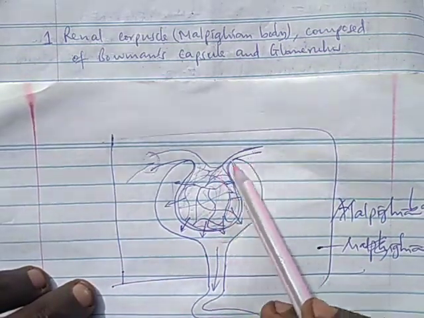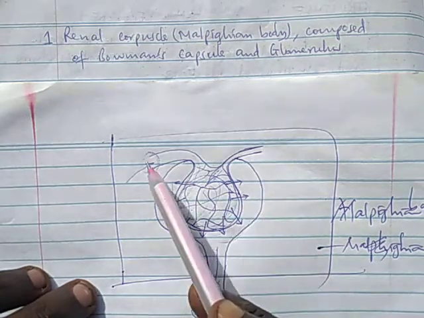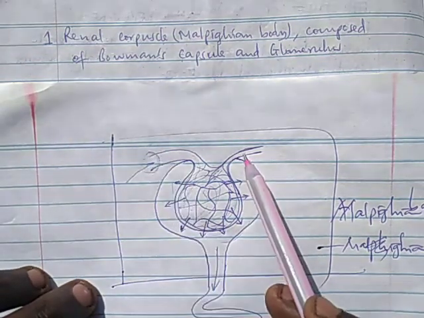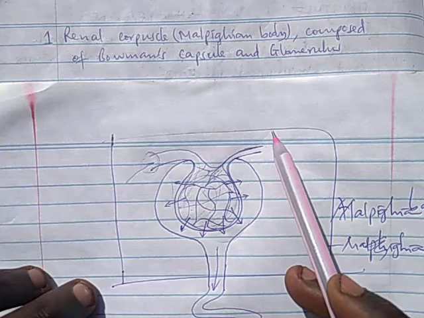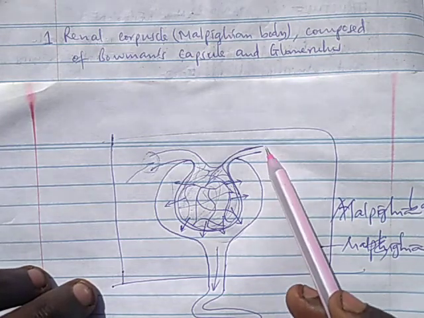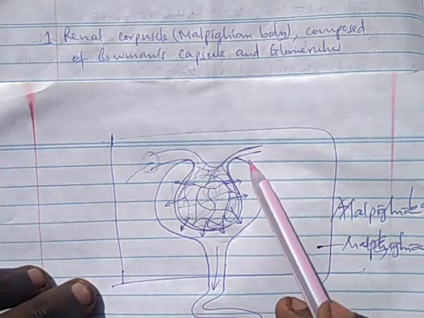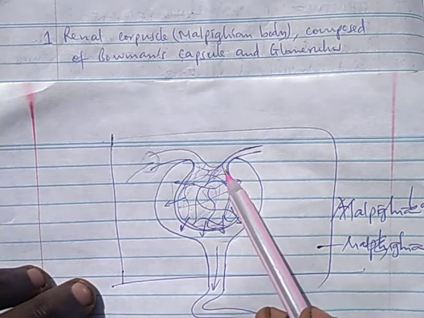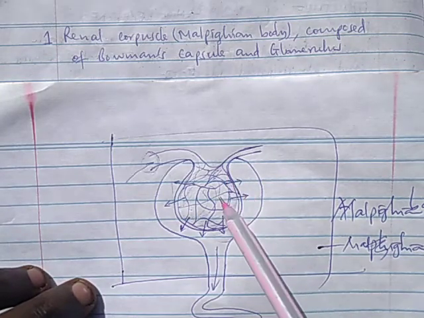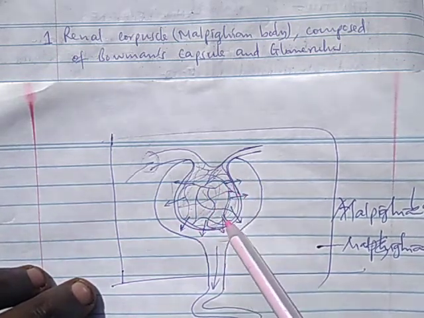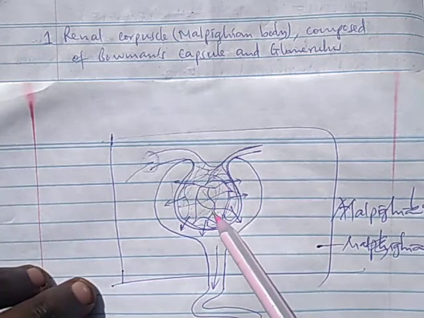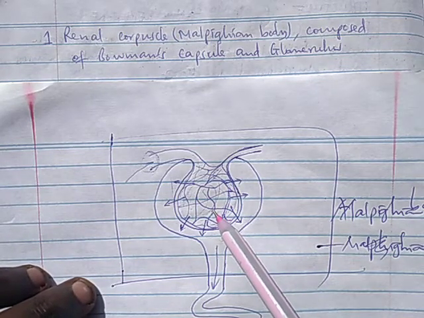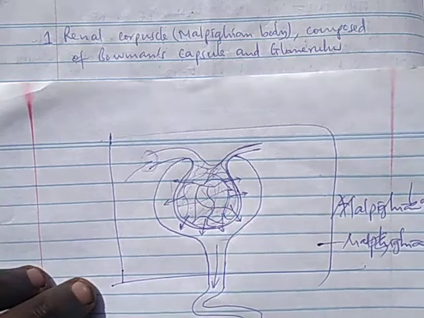The small lumen of this efferent blood vessel, this is called afferent arteriole. This is efferent arteriole. The small lumen of the efferent arteriole helps to provide pressure or to provide resistance for the blood in the glomerulus and to resist it from leaving the glomerulus faster before ultrafiltration has occurred.